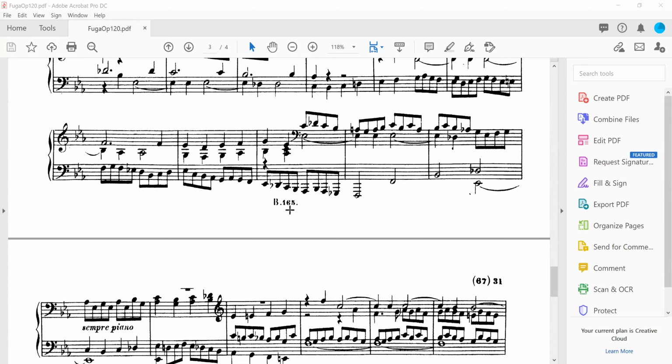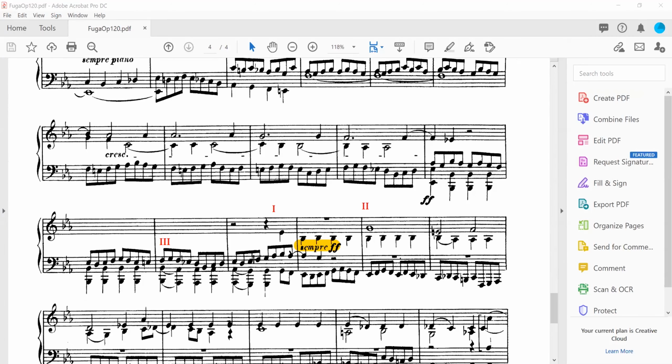He introduces this new third subject. And then here he goes. This is where it's crazy. And he does it sempre fortissimo. This is the highlight of the entire fugue.